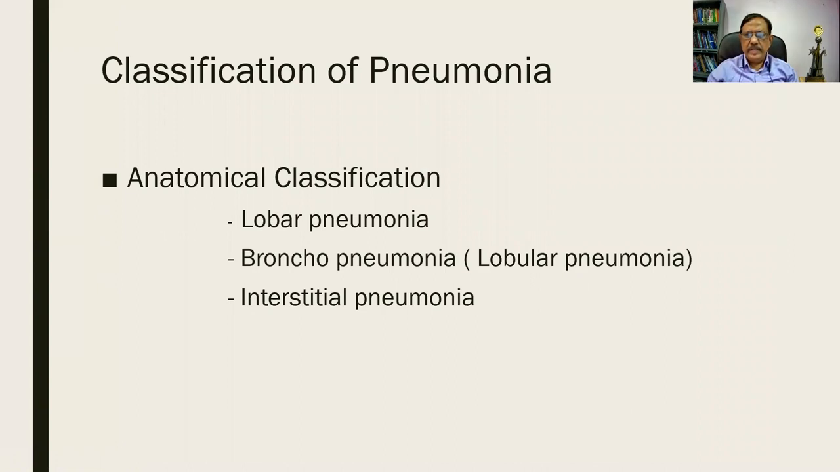Pneumonia itself is classified as, classification is an aid to orderly thinking. There is an anatomical classification. Define pneumonia, classify pneumonia will be the question. Under this, we have got a lobar pneumonia and then a bronchopneumonia, also called lobular pneumonia. Third one is the interstitial pneumonia. Lobar, broncho, interstitial. Three types of pneumonia anatomically.